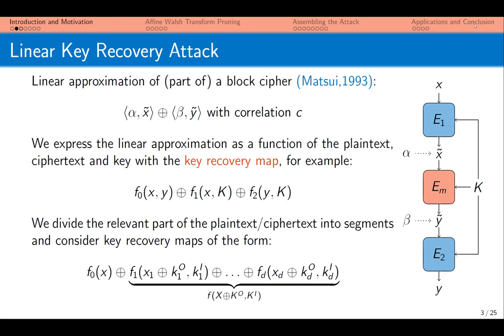Normally, we divide the plaintext, the ciphertext, and the key into several segments, and we ignore those which have no influence on the value of the linear approximation. In this paper specifically, we also consider two types of key guess. We have outer key guesses, which are parts of the key which are XORed directly to the plaintext and ciphertext material, and we have inner key guesses, which are not.